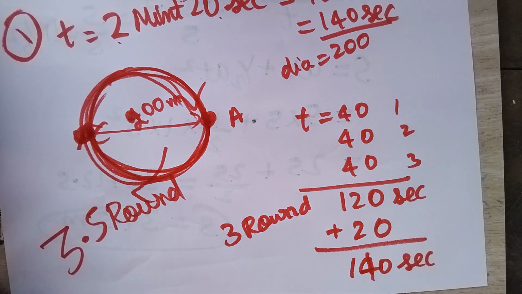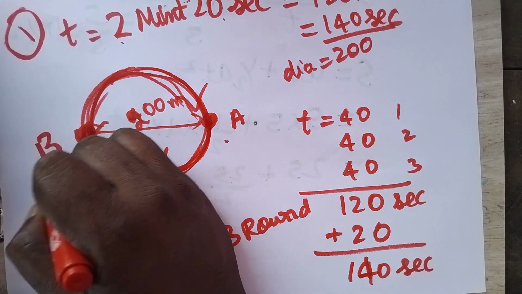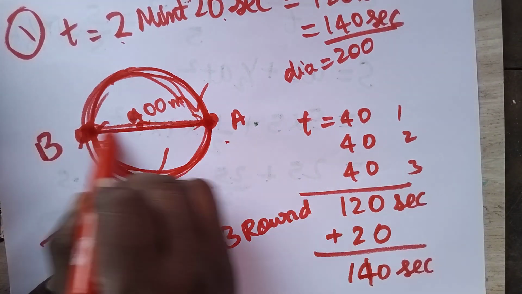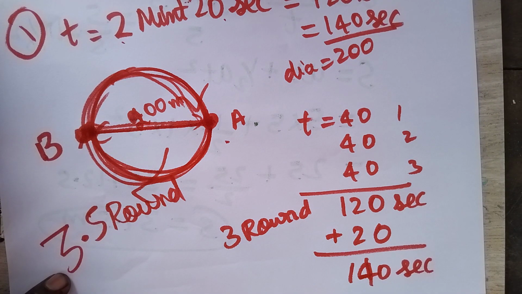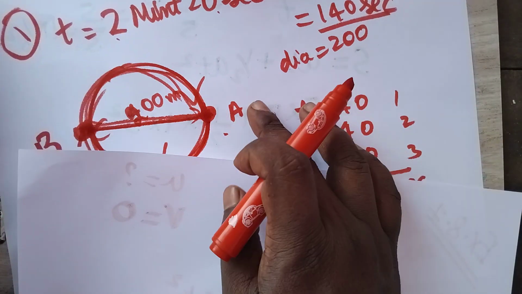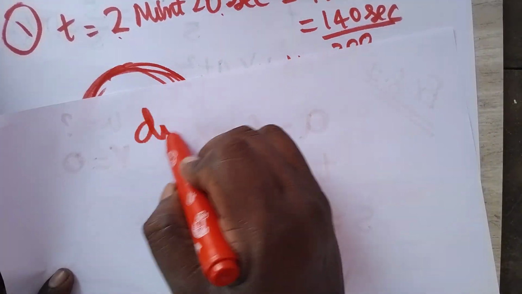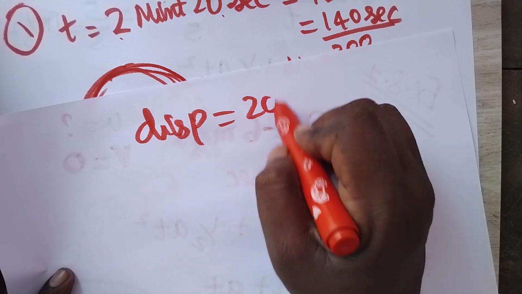Now what is the distance? What is the displacement? He started from A and ends at B. The distance between the starting and ending points we call the displacement. Now what is the displacement? So displacement is 200 meter. Displacement is very simple, 200 meter.